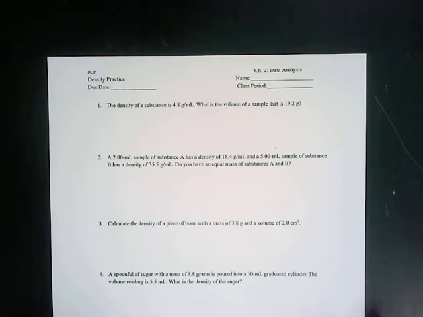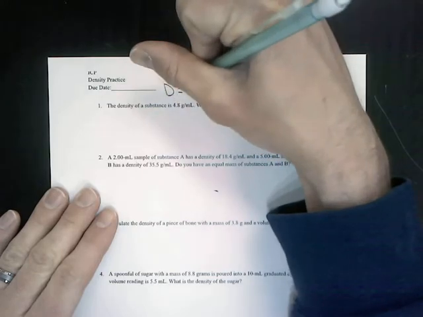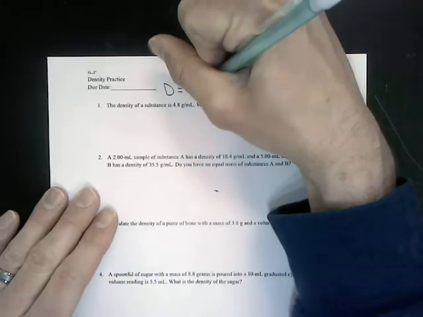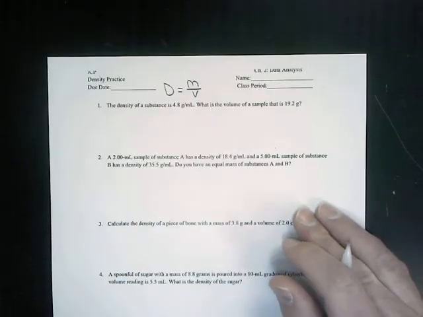So we get to density, and we need to remember the formula for density is D for density equals mass divided by volume. And so for problem 1 here, it says the density of a substance is 4.8 grams per milliliter. What is the volume of a sample that is 19.2 grams?